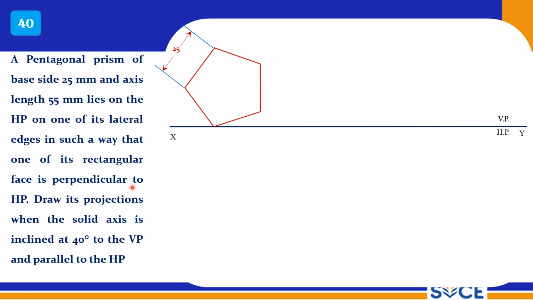There is another condition given: on one of its lateral edges in such a way that one of the rectangular faces is perpendicular to HP. So this is the rectangular face which is perpendicular to HP. So now you have to take utmost care to draw this pentagon.